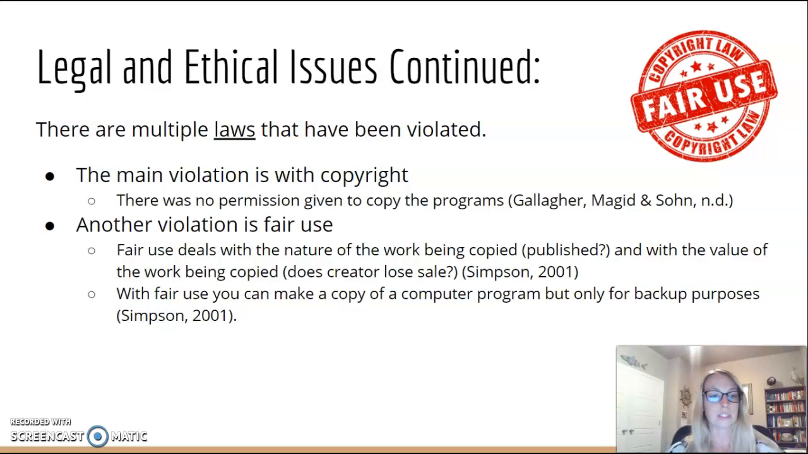Also, it has been stated that with fair use, you could make a copy of a computer program, but that's only for backup purposes. In case something happens to the original CD, you could have the copy you created for backup, but you cannot have a copy of a computer program to distribute to other teachers or to other staff or students in the school.